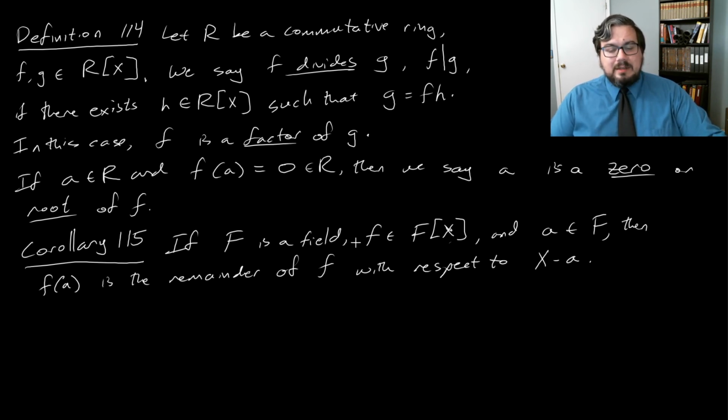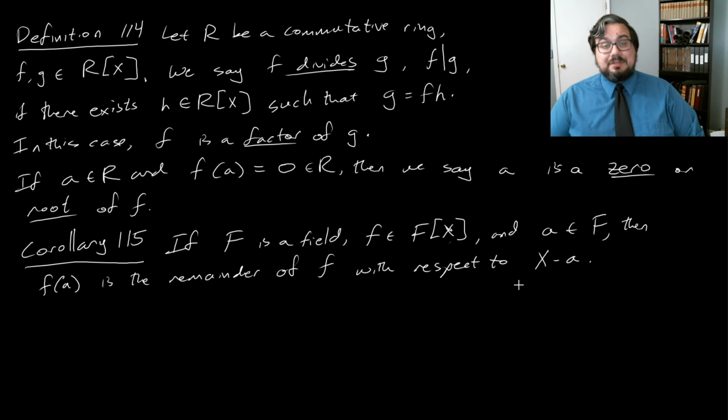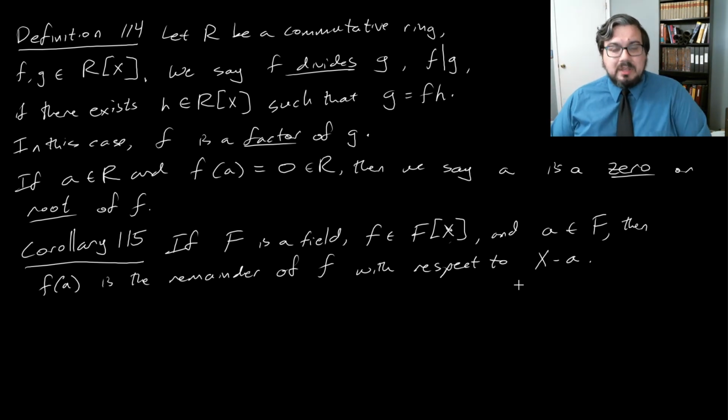Now, when we apply the division algorithm to a polynomial F and another polynomial of degree 1, then the remainder is always either the 0 polynomial or of degree 0. In particular, this means it's always a constant polynomial, which is why it makes sense to talk about this corollary. Now, the division algorithm makes this quite easy.